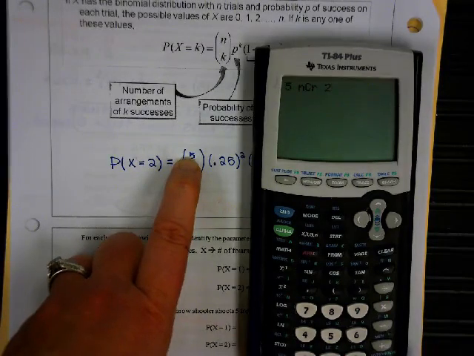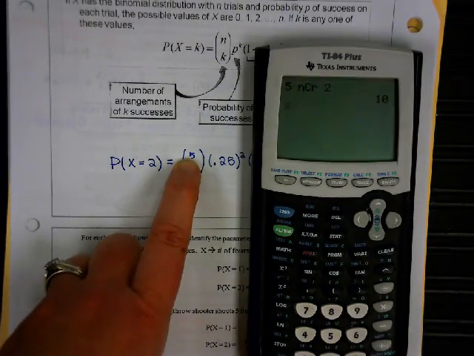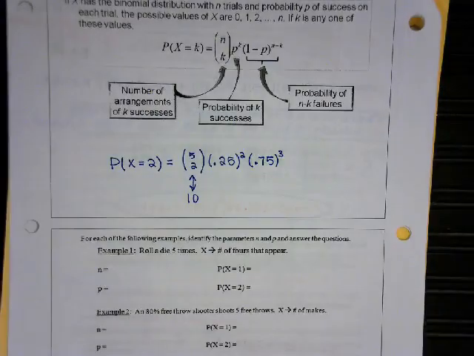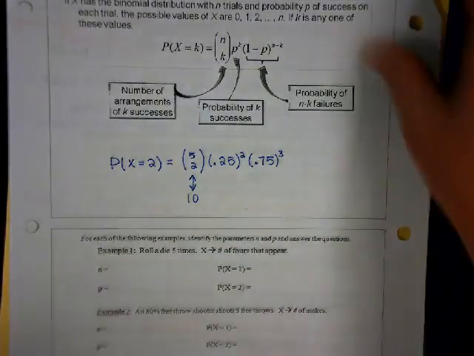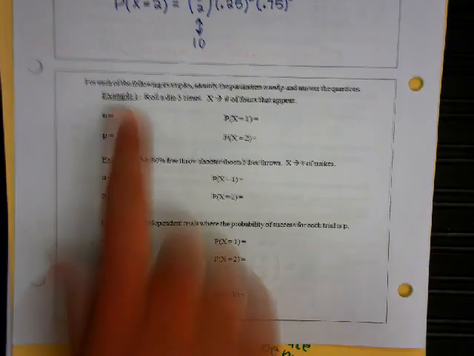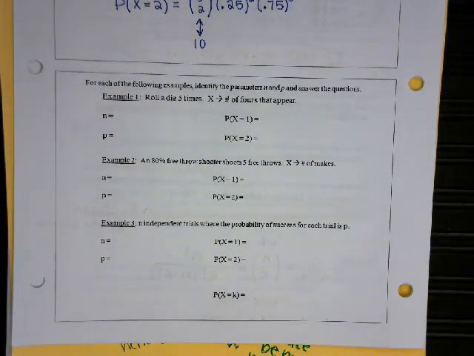So like I said, we're going to practice using this part now. So we have example 1. We're going to roll a die 5 times. X represents the number of 4s that appear. So n, how many trials are we working with here? 5, because we're going to roll the die 5 times.